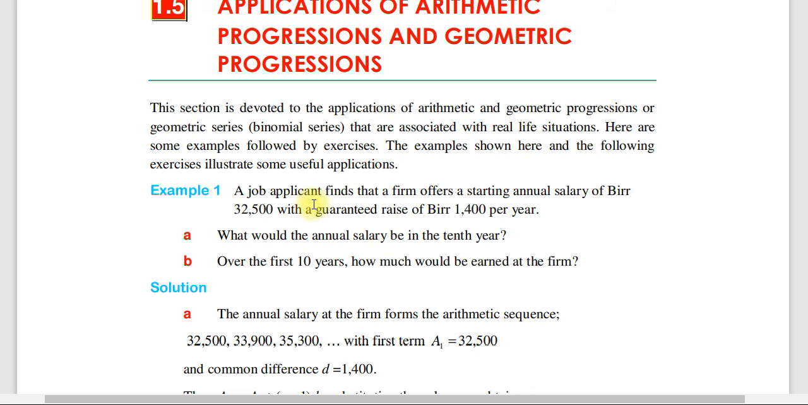For example, a job applicant finds that a firm offers a starting annual salary of 32,500 with a guaranteed rise of 1,400 per year. First, what would the annual salary be in the 10th year? Over the first 10 years, how much would be earned at the firm?